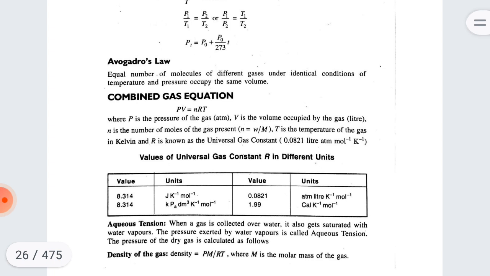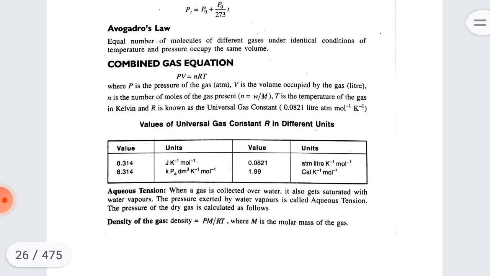Avogadro's law: equal numbers of molecules of different gases under identical conditions of temperature and pressure occupy the same volume. Combined gas equation.